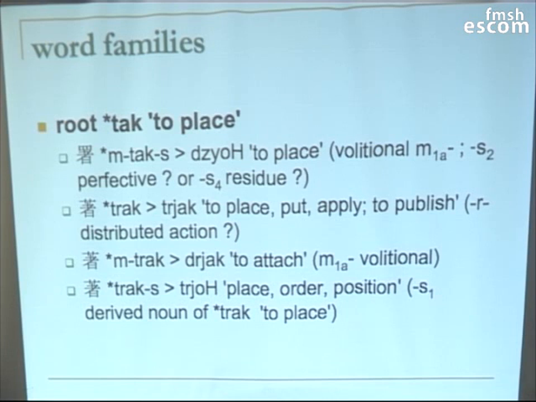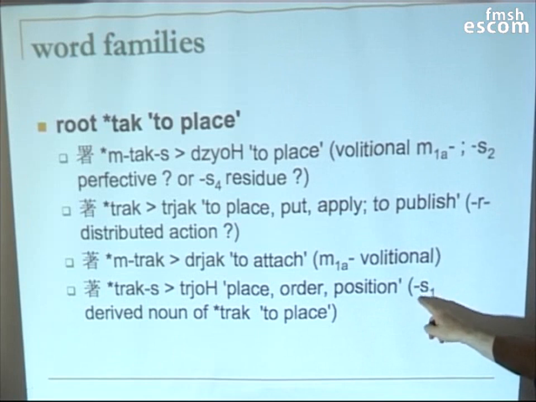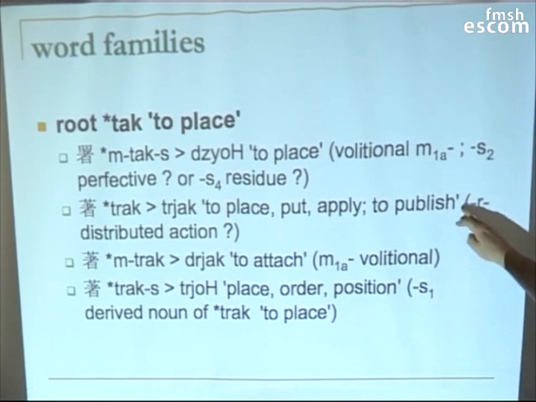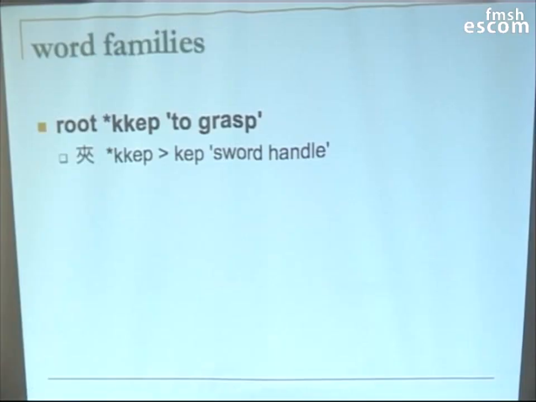And finally, a noun derived out of this one. We think that this noun, place, order, position, which has an S suffix, is S1 derived out of this one. Okay. So that's a word family. Another example, root kep, to grasp. This is a noun which we think is derived from the root through zero derivation. Sword handle, the part of the sword that you grasp.